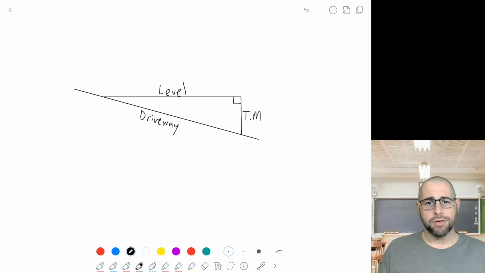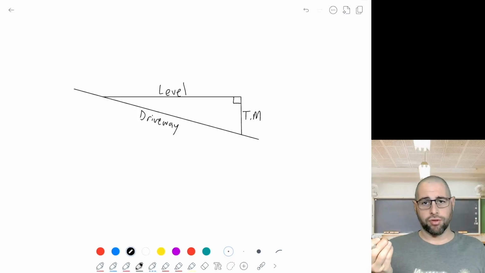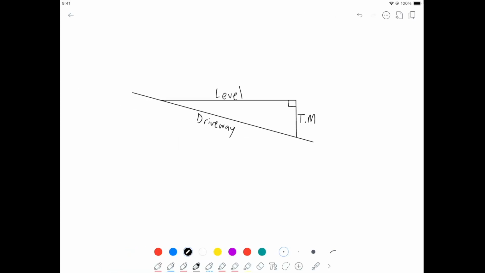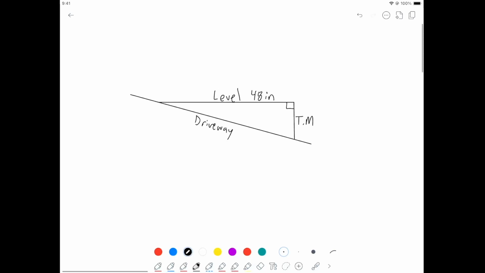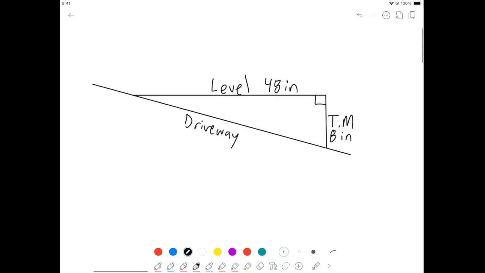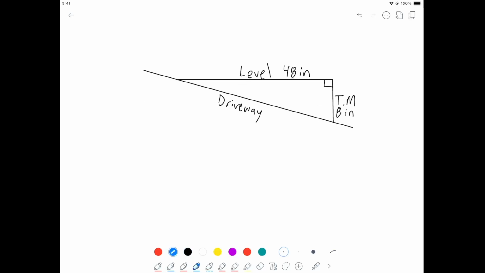What you have to make sure of is that the tape measure is actually going straight down, as if gravity was pulling something down. There are different ways of doing this. You can use a string instead and measure the string to make sure that it actually forms a right triangle. We're going to assume that the tape measure is going straight down and it really was forming a right triangle there. So our level was 48 inches. The tape measure was 8 inches. And it's irrelevant how long the driveway was, because we want to find this angle here.